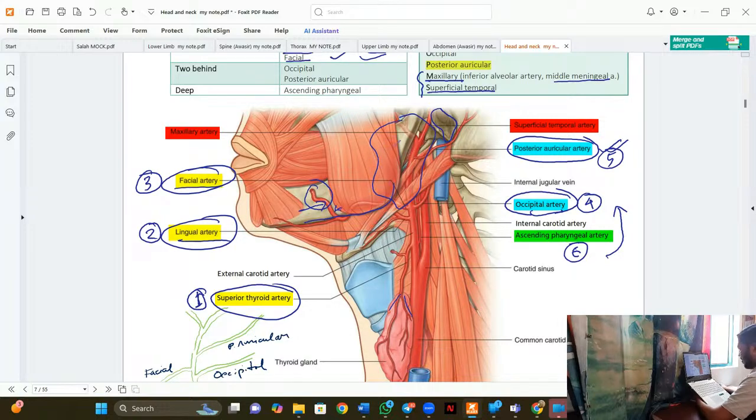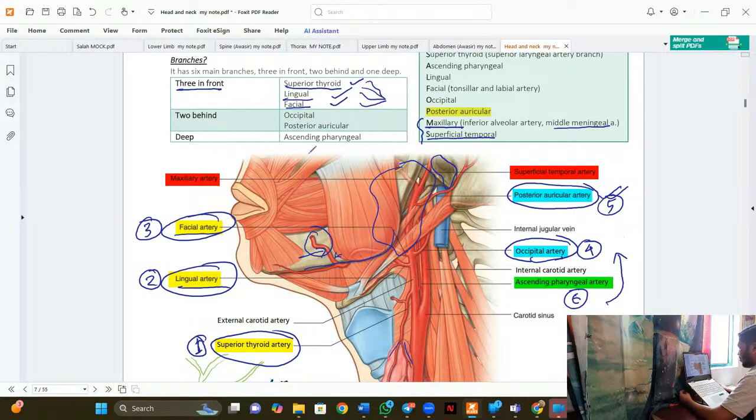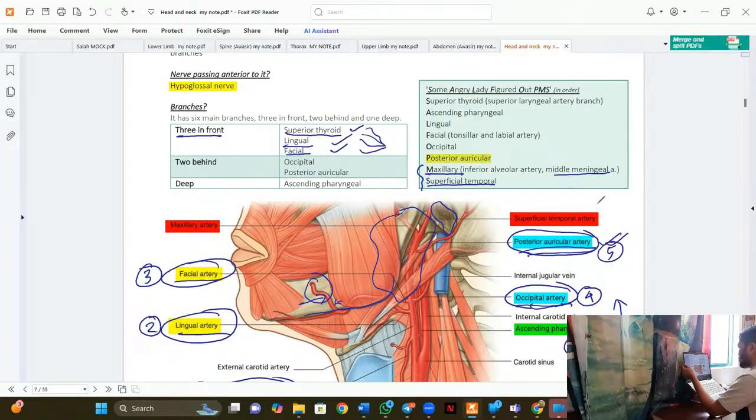Okay. So these are the front branches: superior thyroid, lingual, and facial, and two behind. One is occipital artery and posterior auricular artery, and deep is ascending pharyngeal. And what are the terminal branches? The terminal branches are maxillary artery and superficial temporal artery.